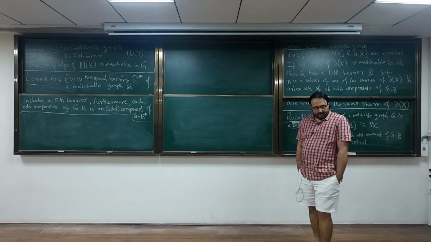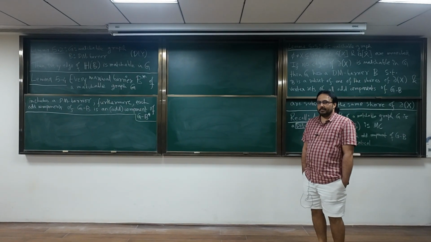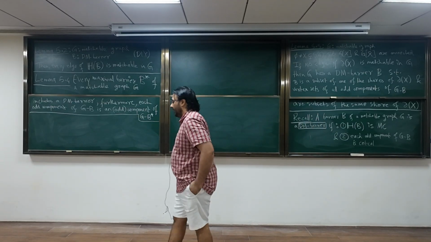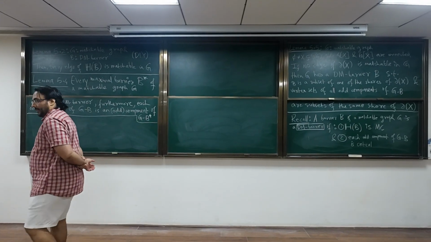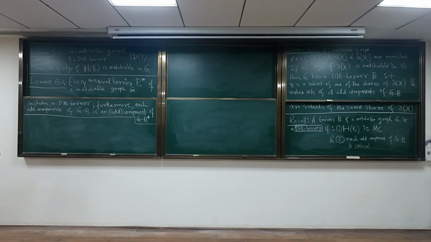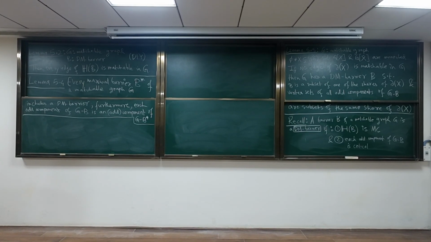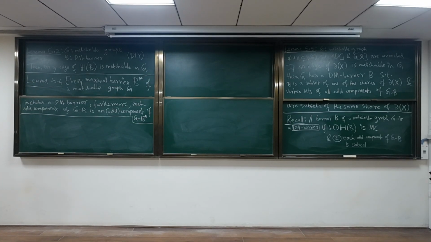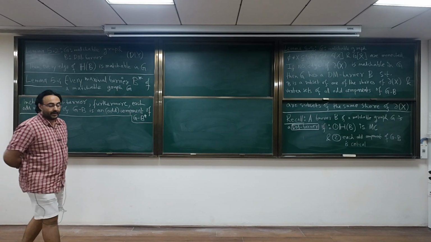Okay, so welcome back after the break. So for the rest of this lecture we will prove some facts about Dulmage-Mendelsohn barriers. We'll start with Lemma 5.2, which is a DIY. Does everybody see that? So let's just recall what a Dulmage-Mendelsohn barrier is.